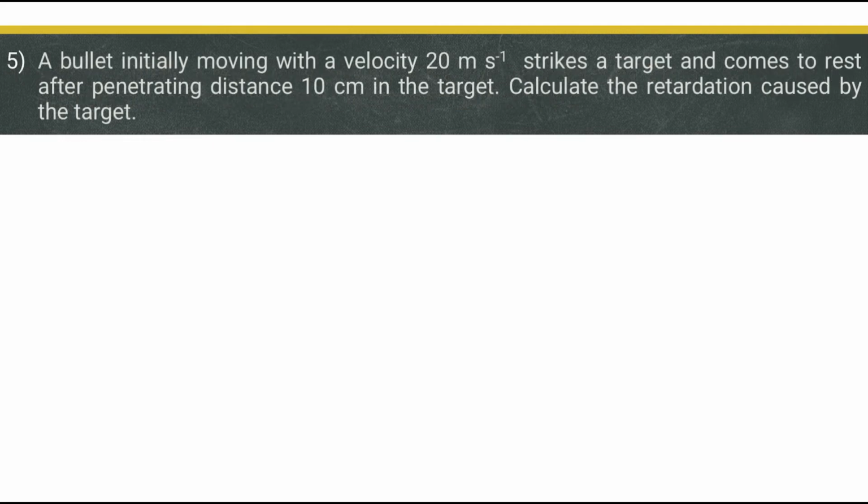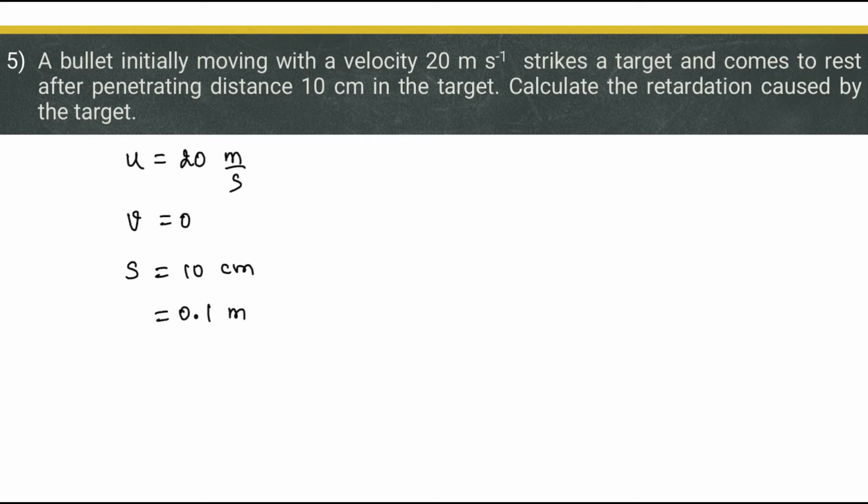Fifth numerical. A bullet initially moving with a velocity of 20 meter per second strikes a target and comes to rest after penetrating a distance of 10 centimeter in the target. So initial velocity is 20, final velocity will be 0 because the bullet becomes stationary after penetrating a certain distance. Distance is 10 centimeter, and if we convert this into meter, that is 0.1 meter. Calculate the retardation caused by the target.